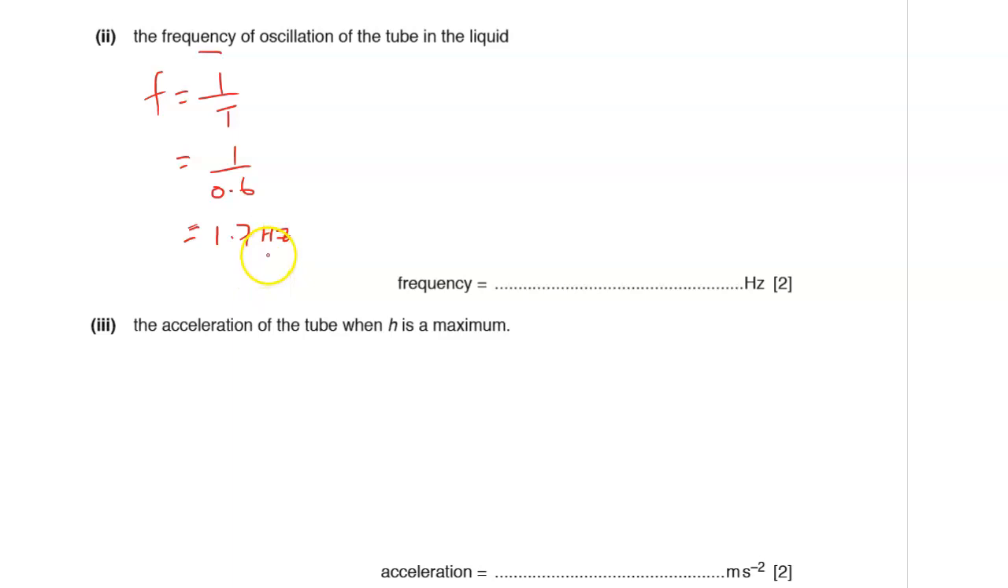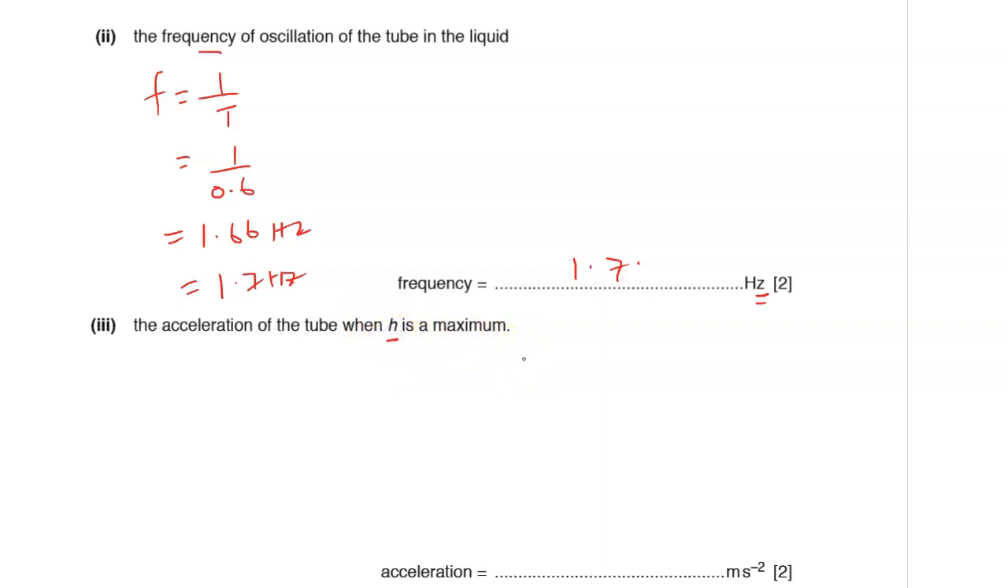Of course, if you do the calculation, you get 1.66 hertz, which will be 1.7 hertz. So 1.7 hertz right there. You're told to find the acceleration of the tube when h is maximum.